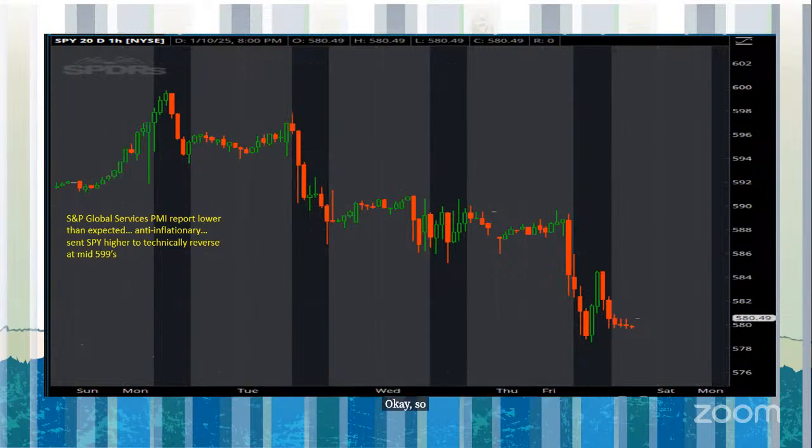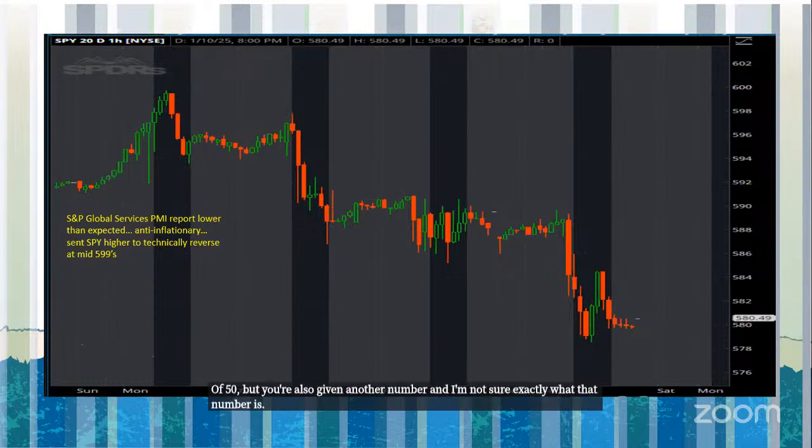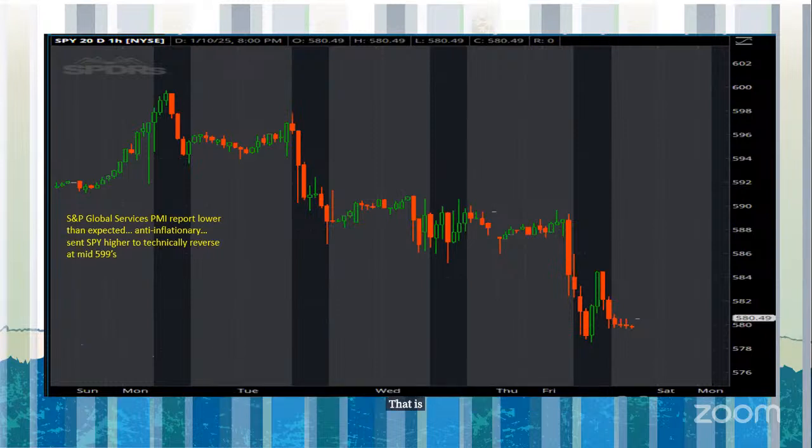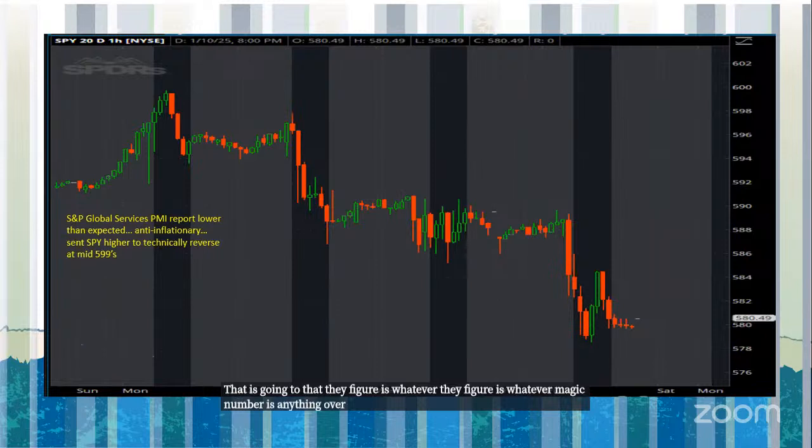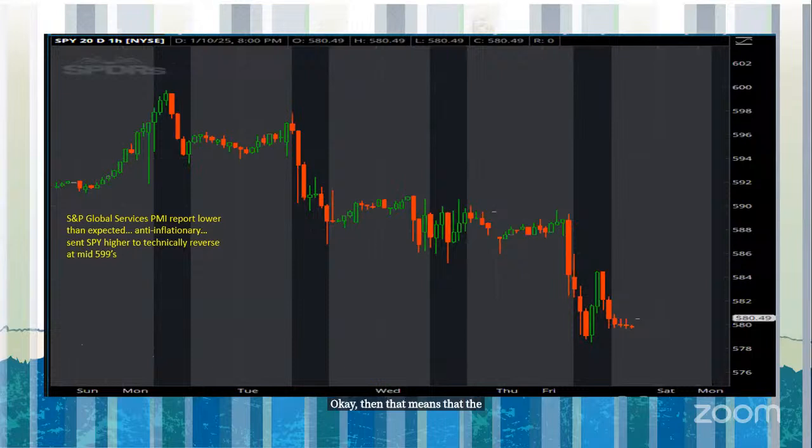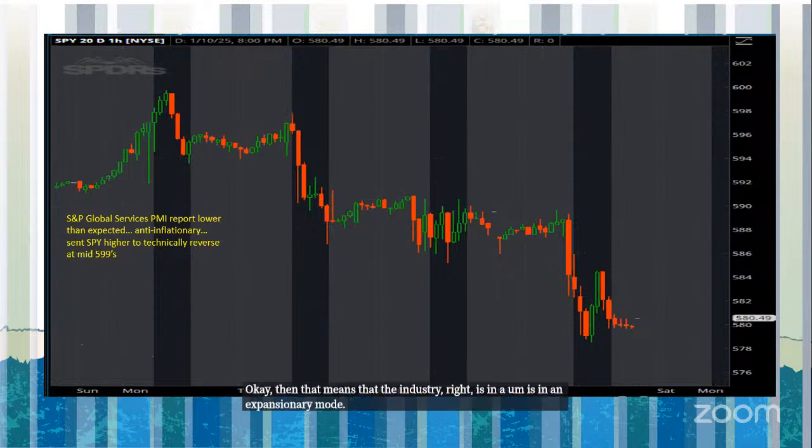Okay, so you're given a line of 50, but you're also given another number, and I'm not sure exactly what that number is. It's just a number they came up with that they figure is the magic number. If it's over 50 and over the number that they forecast, then that means the industry is in an expansionary mode. That means business is chugging along, things are going very well. The economy is moving forward very nicely.